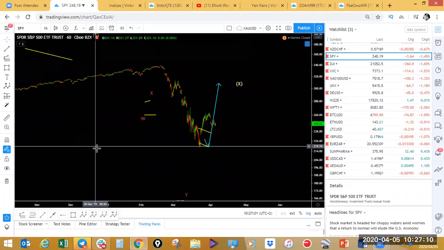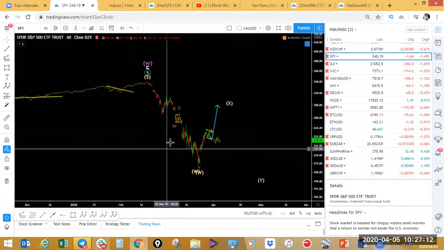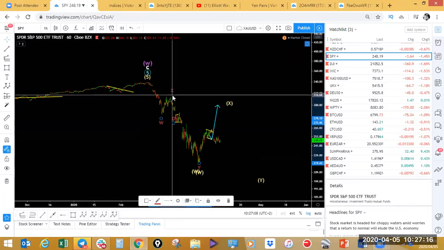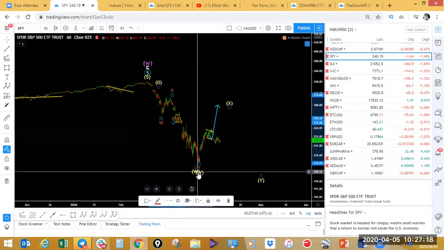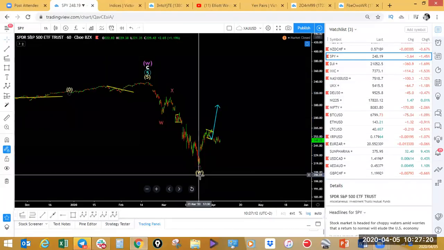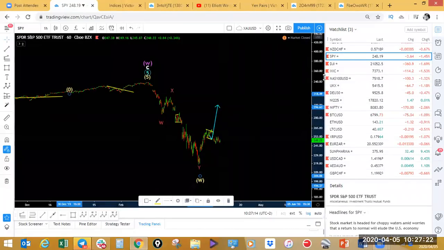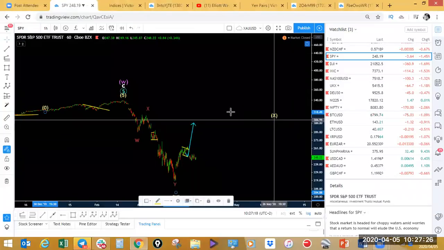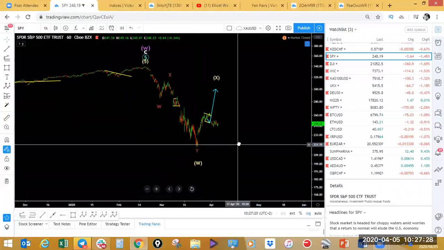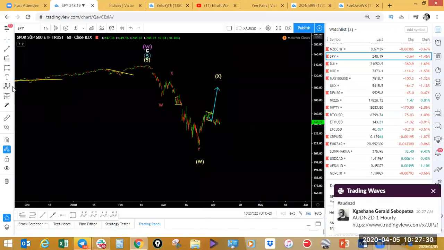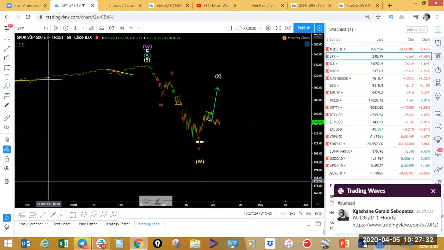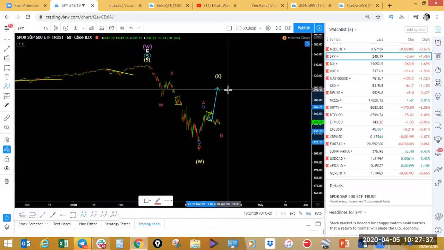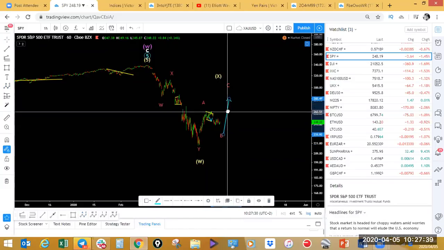Let's show the labeling here. This is actually a W there, an X there. It's an extended W there. So this is a W, that's an X that we're expecting here. The current move here is an X. So that means here we've got a lower degree ABC. So we're looking for this to be an ABC structure in that same degree. So this is how we update the chart. So we're just looking for this.